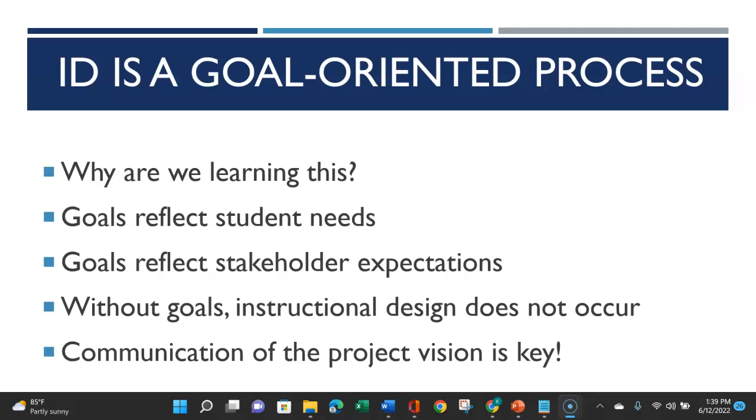Communicating the project vision and maintaining open communication lines throughout the instructional design process is essential to a strong project.